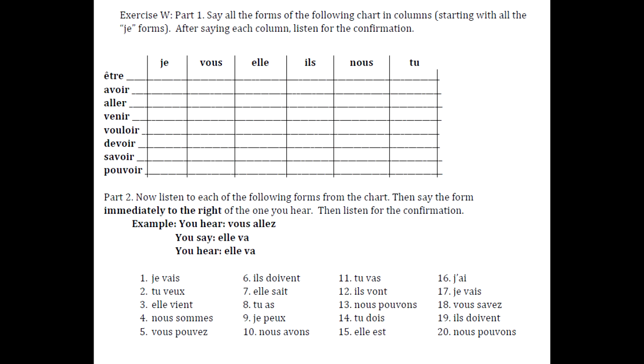13. Nous pouvons. Tu peux. 14. Tu dois. Je dois. 15. Elle est. Ils sont. 16. J'ai. Vous avez. 17. Je vais. Vous allez. 18. Vous savez. Elle sait. 19. Ils doivent. Nous devons. 20. Nous pouvons. Tu peux.